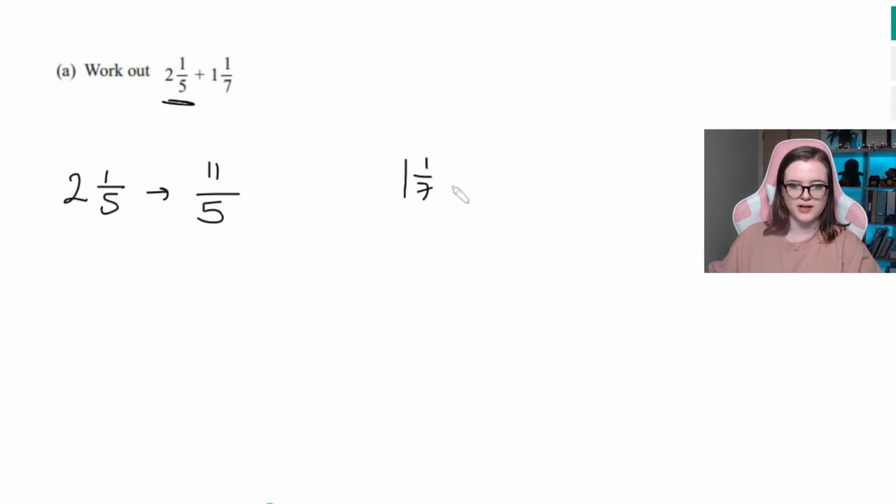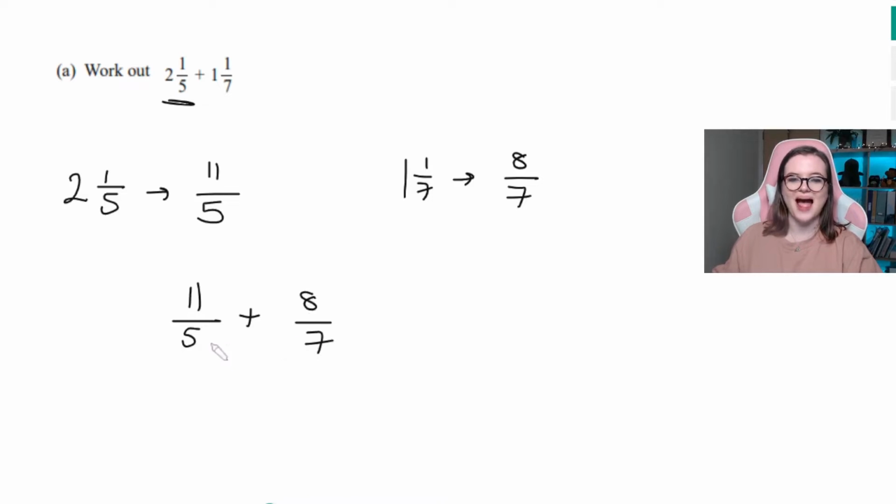And then same thing for 1 and a 7th. We're going to then times 1 by 7, 7, add 1, 8 over 7. And there we are. And then adding these together, 11 over 5 plus 8 sevenths.